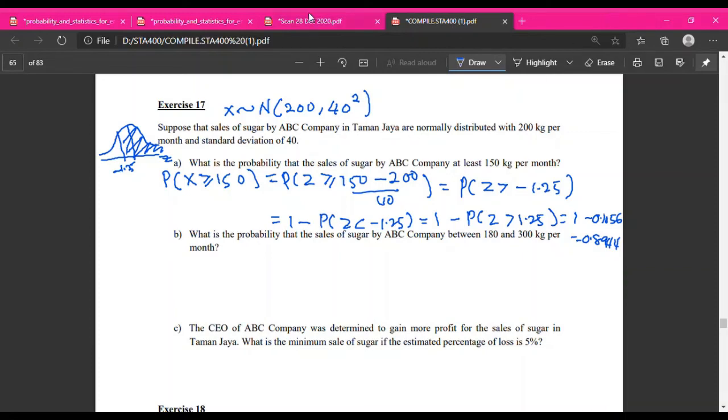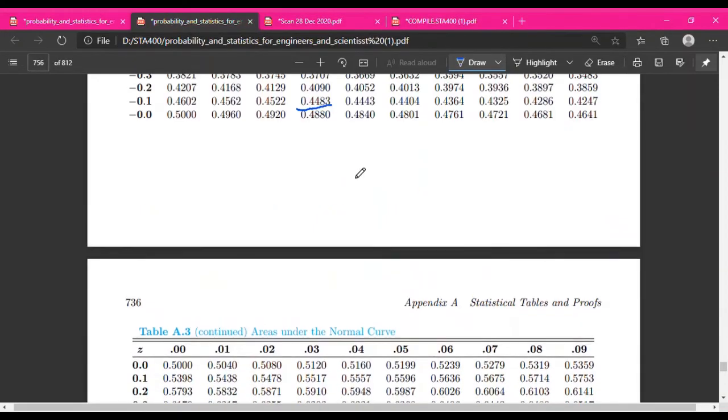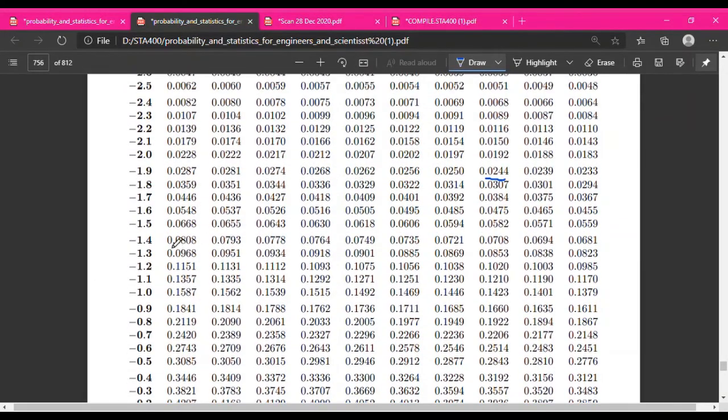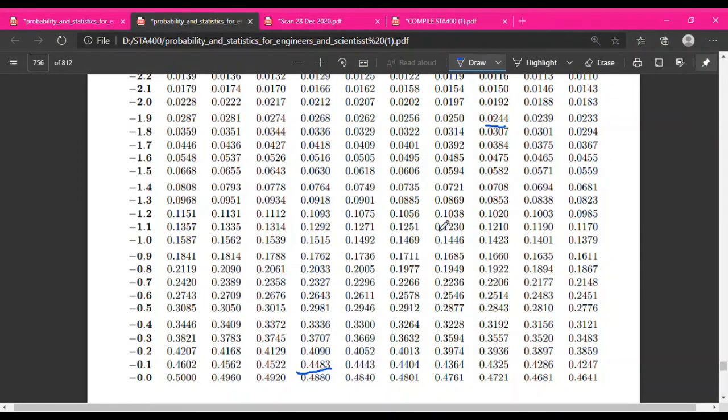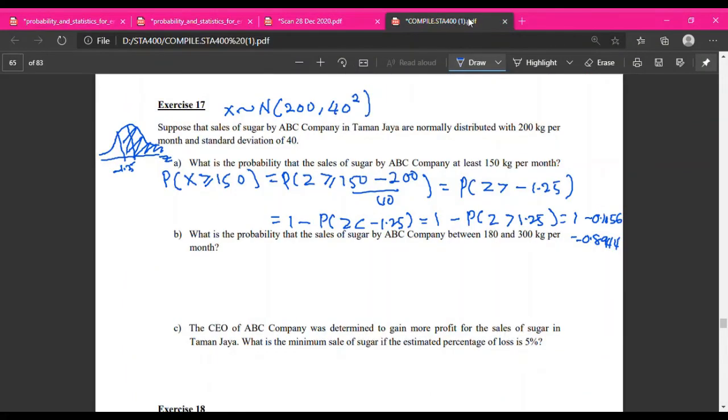So, kalau tengok table less than, terus tengoklah negative 1.25. This one is here. Okay, 1 minus 0.1056. Jawapan yang sama. Okay, what is the probability that the sales of the sugar is between 180 and 300? So, sama juga. Tadi di antara 180 dan 300.